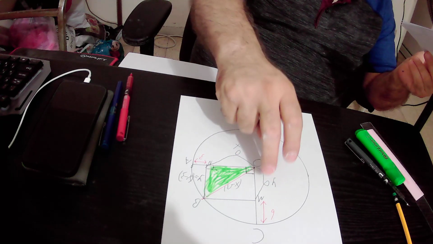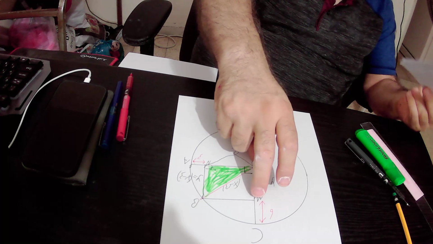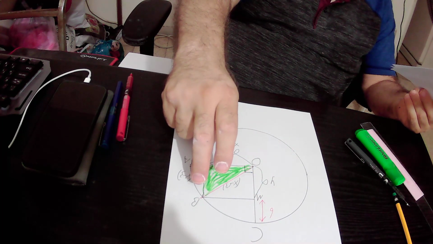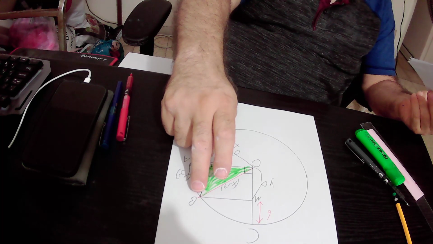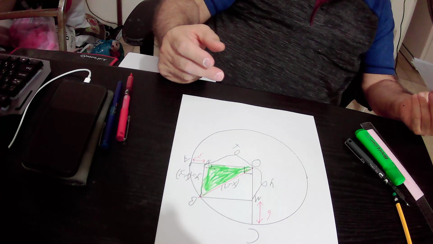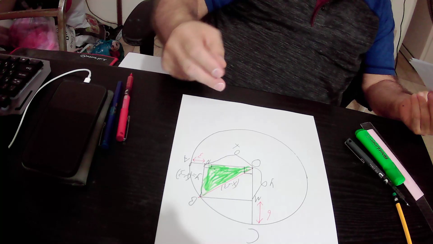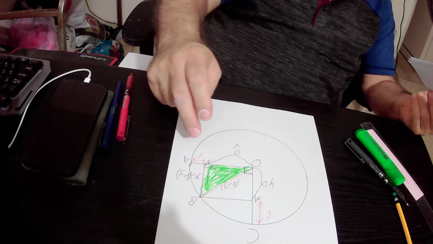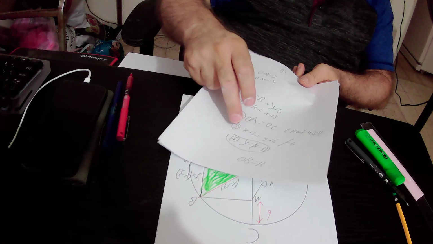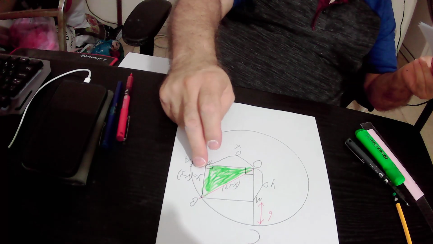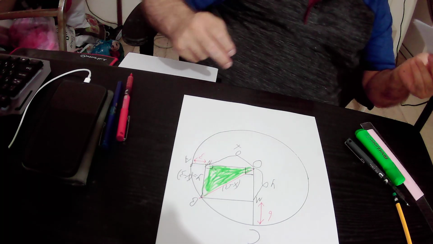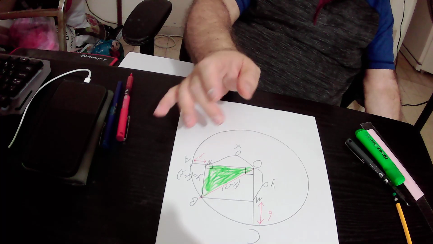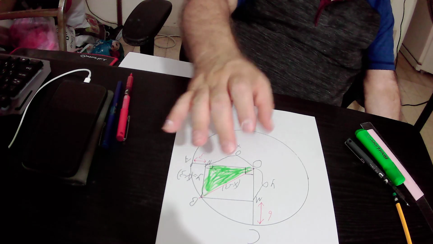So if this side OM of the rectangle is Y, then the parallel side must also equal Y, because the parallel sides of a rectangle are equal to each other. So if this side is Y, this side is also Y. But we know that Y equals X minus 3, so we can add here that Y equals X minus 3.